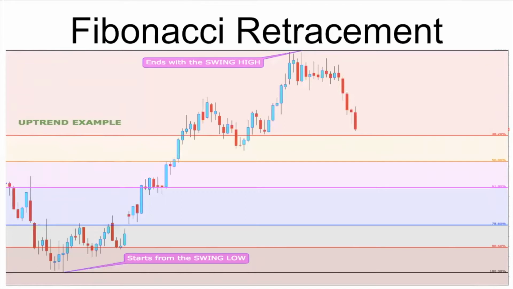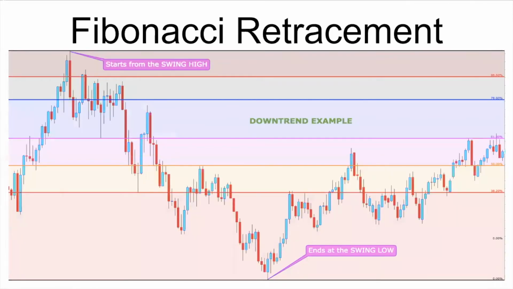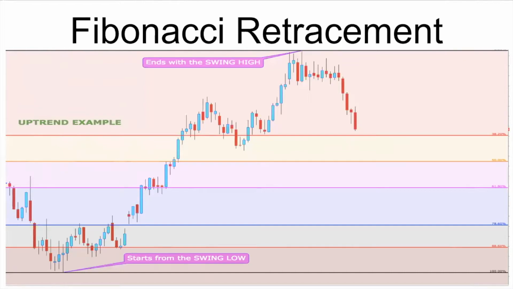Let's dive into what a downtrend looks like. So a downtrend is the exact same thing, except we start from the swing high and draw down to the swing low. So the main difference is here. Uptrend, we start from the swing low to swing high.